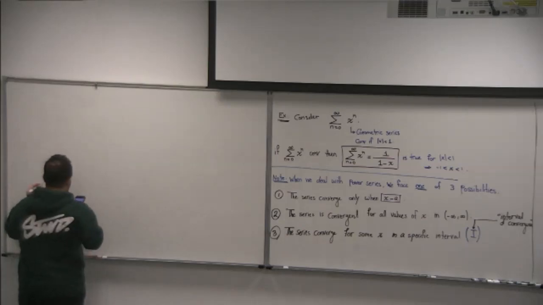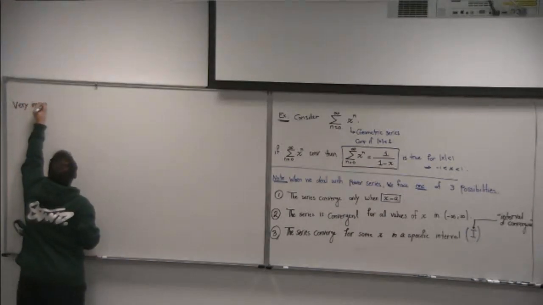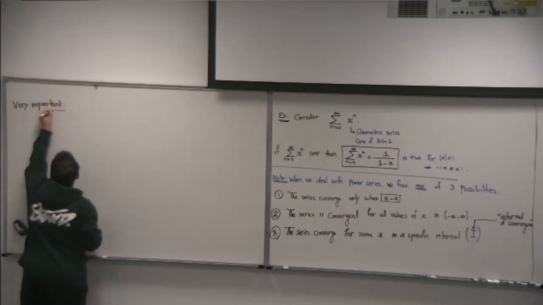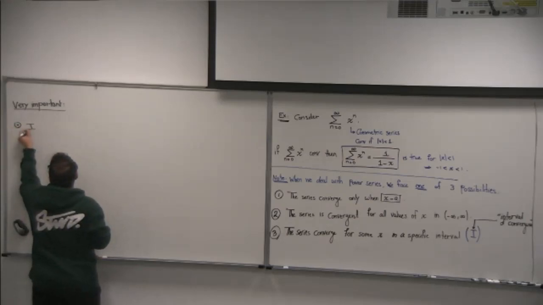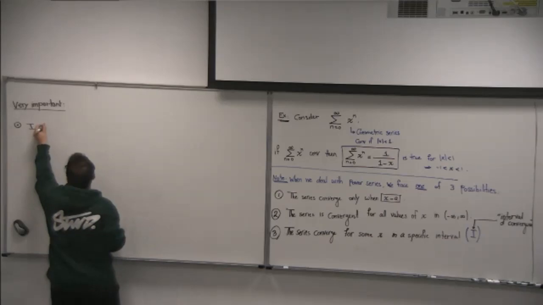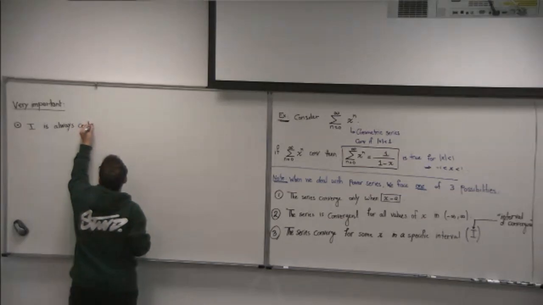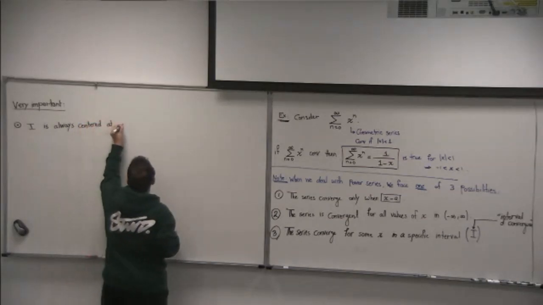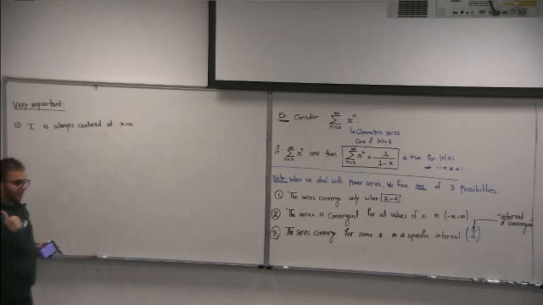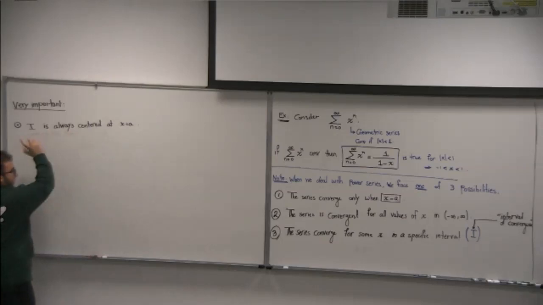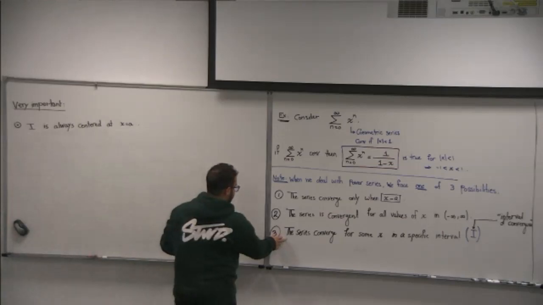So here, very important. I, which is the interval of convergence, is always centered at x equals a. That's why we call it a power series centered at a, because it is also the center of the interval. If you have an interval of convergence here, okay?